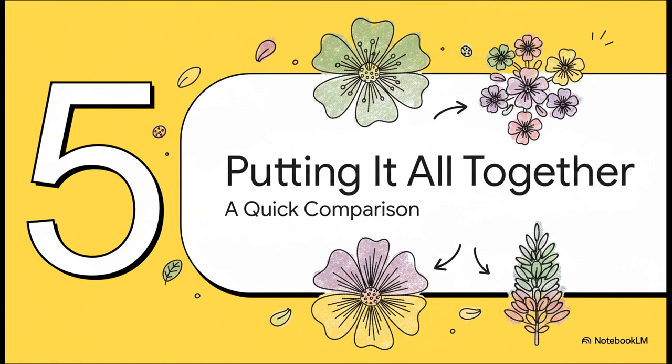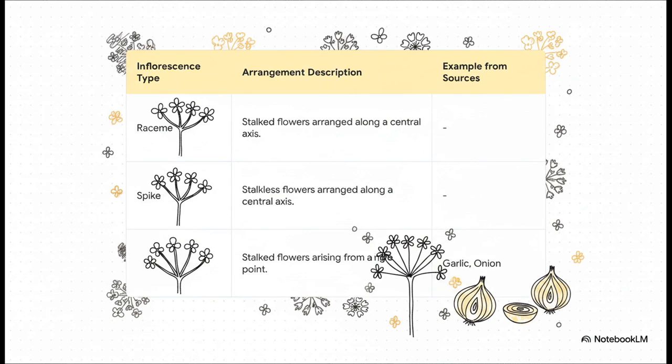Let's just put them all side by side real quick so the differences are crystal clear. Yeah, this table lays it all out. So you've got the raceme, stalked flowers arranged along the axis. Then the spike, it's similar, but remember, no stalks, the flowers sit right on the axis. And then the umbel, which is totally different. All the stalked flowers come out from one single point. And for a real-world example of an umbel, you don't have to look any further than your own kitchen. Think about the flowers on garlic or onion plants.